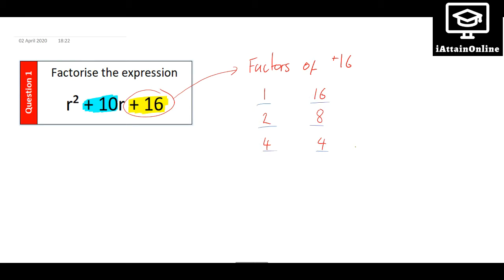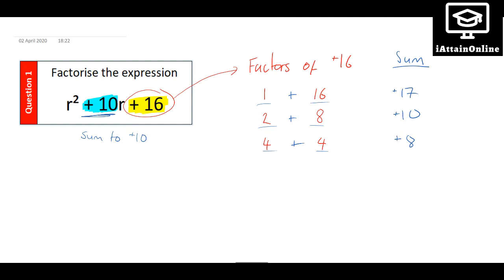The way we choose which pair to use is that we look at this number here, and I want you to include the sign that goes before it as well. We want them to sum, meaning add up, to positive 10. So I'm going to work out the sum of each of these pairs of factors, which is what we get when we add them up. 1 plus 16 gives you 17, 2 plus 8 gives you 10, and 4 plus 4 gives you 8. These are all positive numbers.